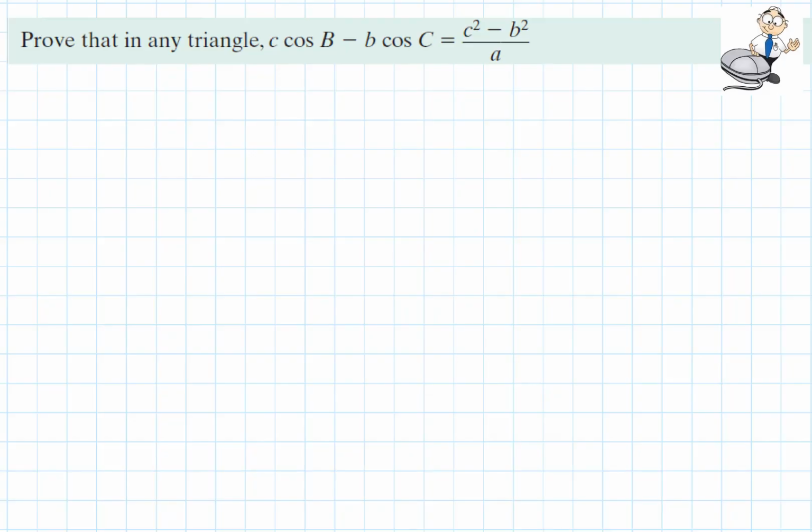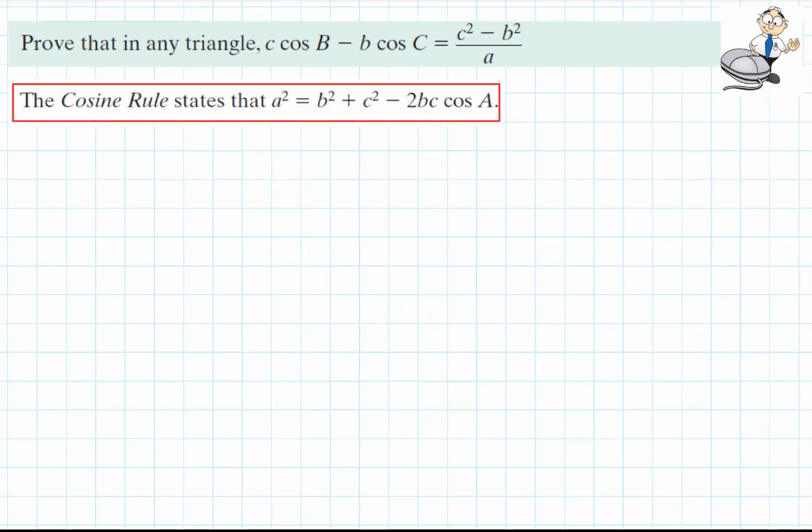Trigonometric identities. We've been asked to prove this identity for any triangle. When we think about cos B, we might think about the cosine rule. Manipulating the cosine rule to express each of the sides in terms of cos of the angle, we would see that cos A is equal to a squared minus b squared minus c squared all divided by minus 2bc. So that's just manipulating the cosine rule formula.